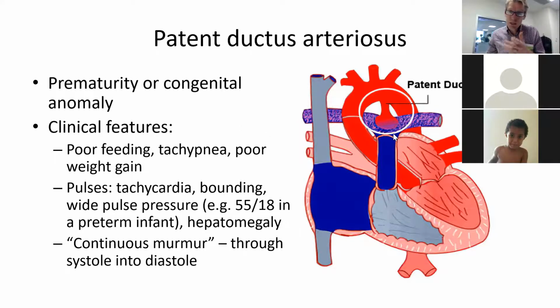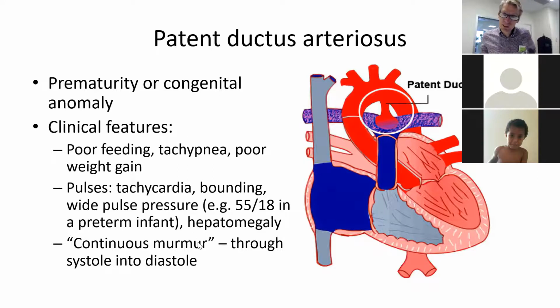But if you've got a PDA, then the child will have bounding pulses with often a very wide pulse pressure. And you can tell a PDA by feeling the pulses and by looking at the blood pressure. You know, often a newborn baby, like a preterm baby, will have a blood pressure of, say, 55/18. And you can tell that that's a very wide pulse pressure with a low diastolic pressure. That's typical of a PDA.